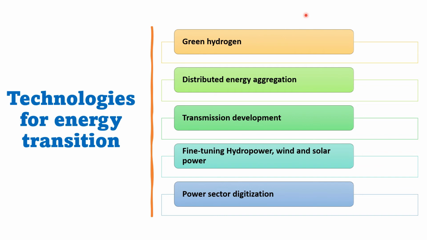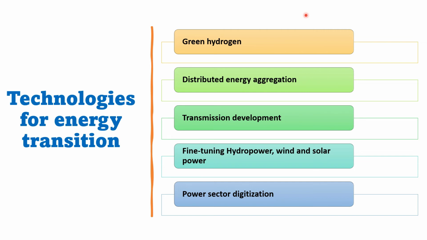Then transmission development. Areas with high quality renewable energy resources, like sunny areas or windy areas, are often far from the load centers and existing power system infrastructure. So to connect these resources and achieve renewable energy goals, significant transmission system investment and expansion might be required.